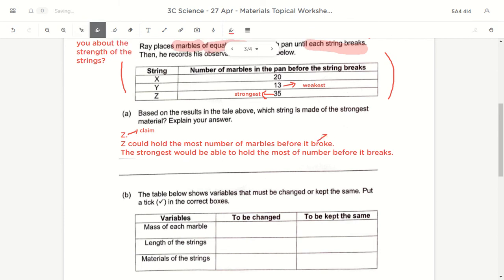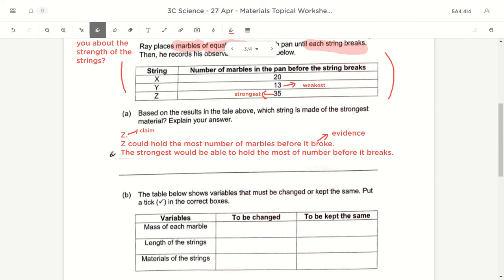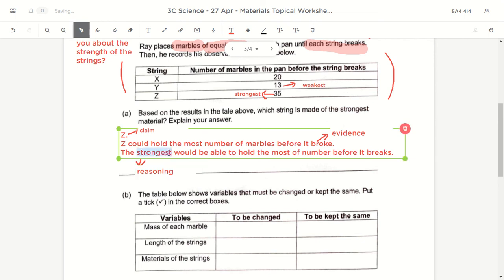This is the evidence. Evidence is what the data tells me. The data tells me that Z could hold the most number of marbles before it broke. This is the evidence. So what is the reason over here? The reason is that only the strongest material can hold the most number of marbles. This is the reasoning.